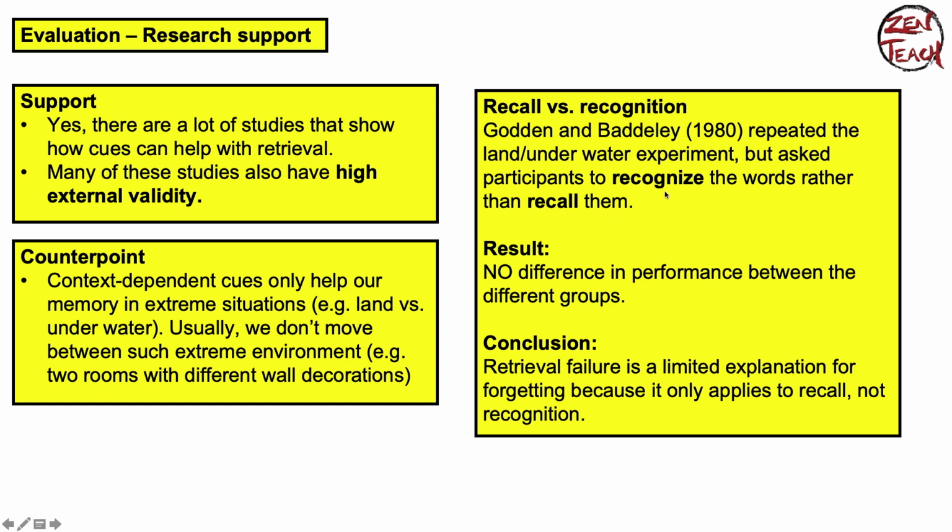And so the result is that when participants have to recognize the words rather than recall them, there is no more difference in performance between the 2 different groups. Meaning whether you've studied and recalled the words in the same environment, the effect of the context-dependent cue is gone. So what is the conclusion here? The conclusion is that maybe retrieval failure is a limited explanation for forgetting because it only applies to recall, not recognition. Right? So the studies cannot be generalized to recognition as well, but we have to confine it to recall.